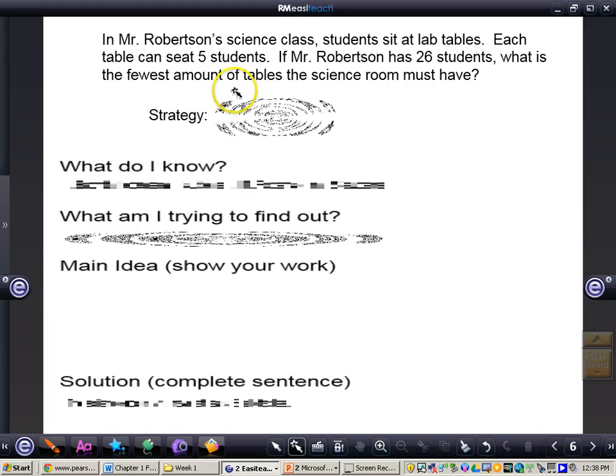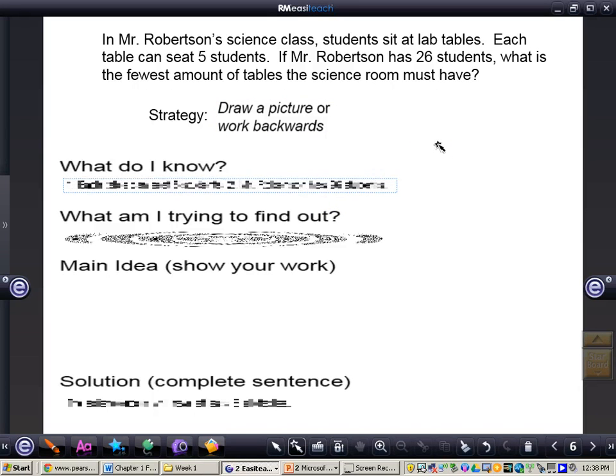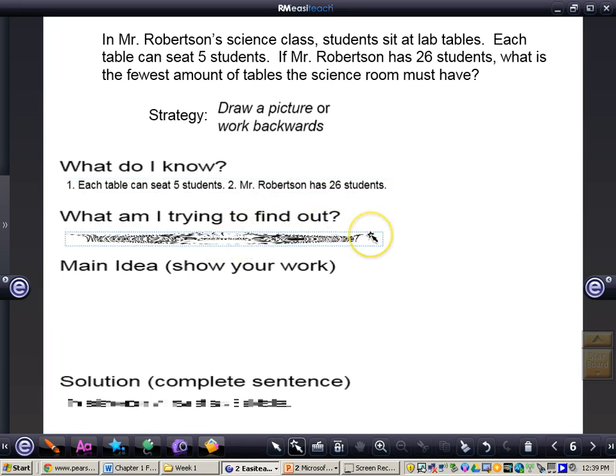So we think through this problem. The strategy we're going to use is just draw a picture or work backwards. Okay? But before we get into that, we're going to look at what we know. And we know that each table can seat 5 students, and also Mr. Robertson has 26 students. We want you to write that down in the what do I know part. Next, what we want to do is write what we're trying to find out. We're just going to restate the question a lot of times. What is the fewest amount of tables the science room must have? Okay, so that's what we're going to try to solve.